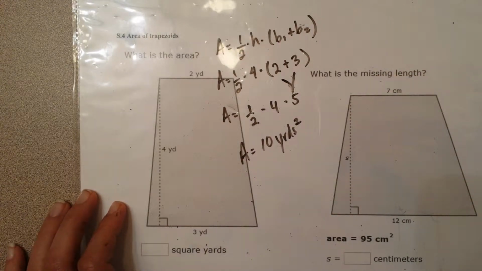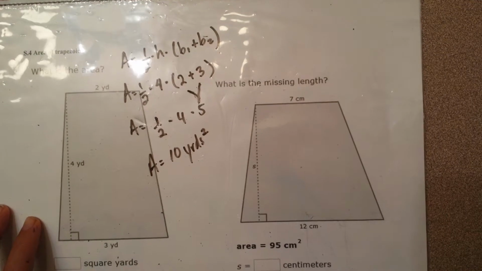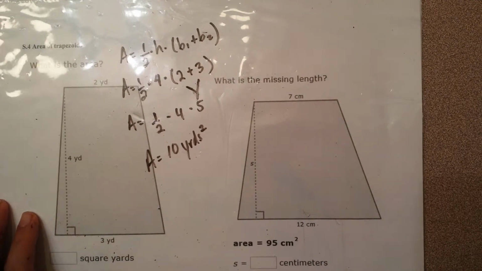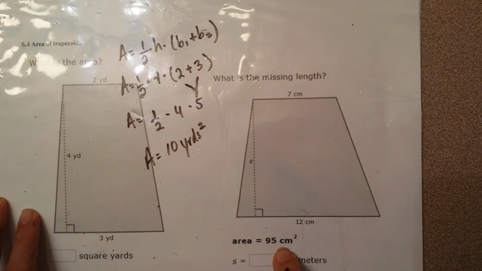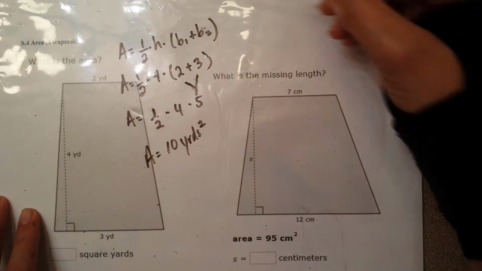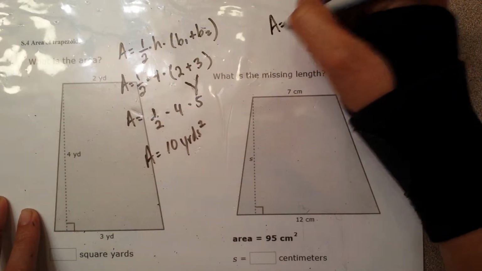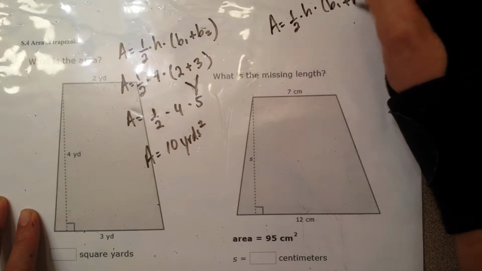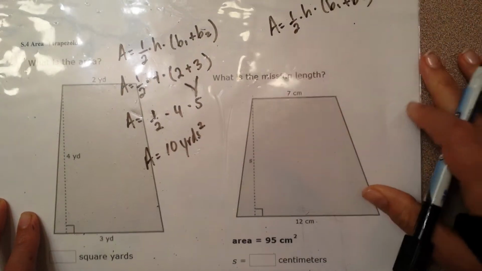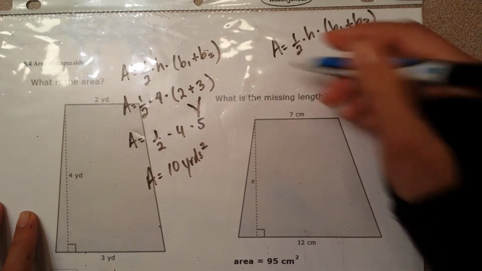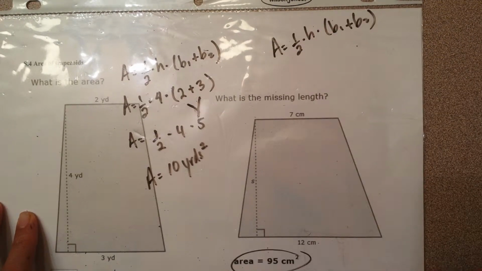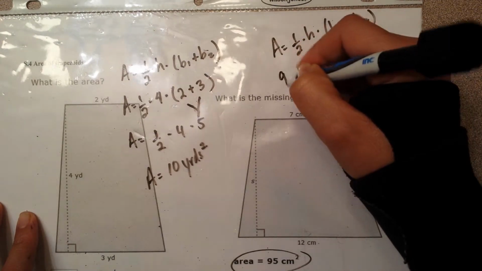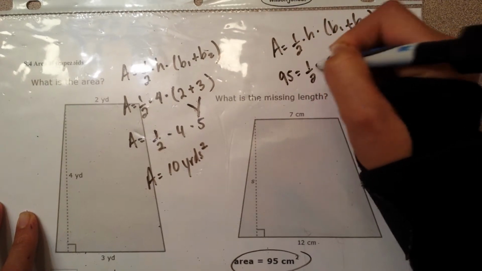Okay, let's take a look at another example. This time they ask, what is the missing length? They give us the area, 95, and want us to find the missing length. Same process: write down the formula, 1/2 times the height times base 1 plus base 2. Fill in the information you know. The area from right here is 95, so instead of A, I'm going to put 95 equals 1/2 times the height.